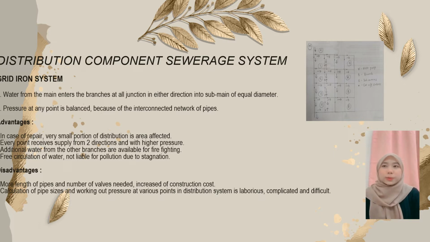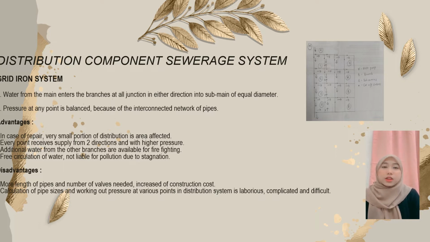Next, the pipe arrangement that we chose has advantages. In case of repair, only a very small portion of the distribution area is affected. Second, every point receives supply from two directions and with higher pressure. Third, additional water from the other branches is available for firefighting. And last but not least, there is free circulation of water, so it is not liable to pollution due to stagnation.